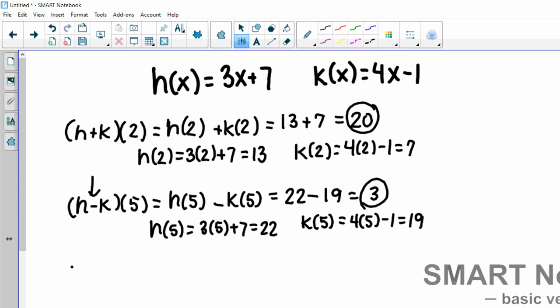It's going to be the same idea if I'm asked to multiply or divide. Maybe I want h times k of 1, or maybe I want h divided by k of 0. Go ahead and pause the video and see what you can do to get those values. And when you're done, turn it back on and I'll put in the details.